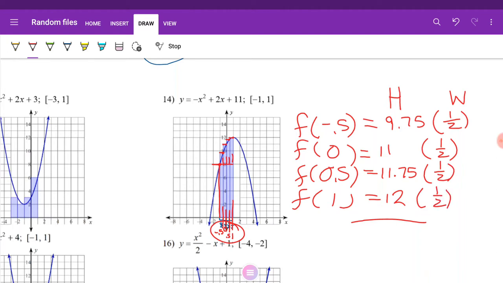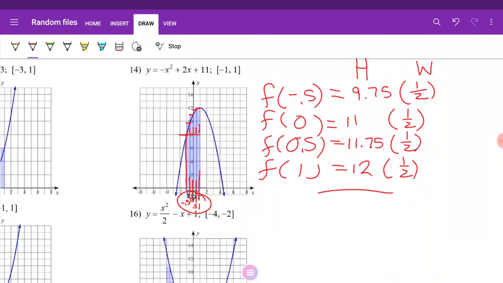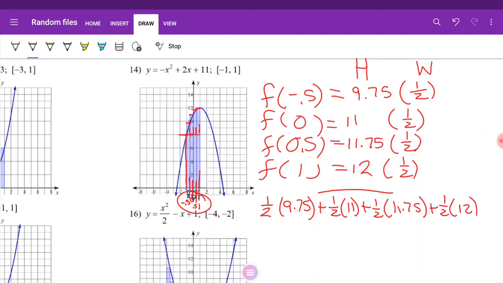So what you could do is multiply these all by a half separately and then add them all up. I'm going to write this out a different way so that you could see something that's going to be important for Unit 7. I'm going to write all my 1/2s first instead. Since they each have a 1/2, we can factor the 1/2 out. And we're left with 9.75 plus 11 plus 11.75 plus 12.